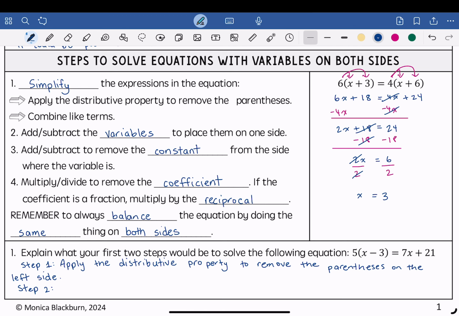We would then have to decide where we're going to isolate the term with the variable, on the left or on the right side. On the left side, once we apply the 5 times x, that would give us 5x. And on the right side, we have 7x. Because 7 is a bigger number, 7 minus 5 will give us a positive 2x on the right side. That is where I would isolate or move all the variables to. Hence, I would subtract the variables to place them on the right side of the equation.